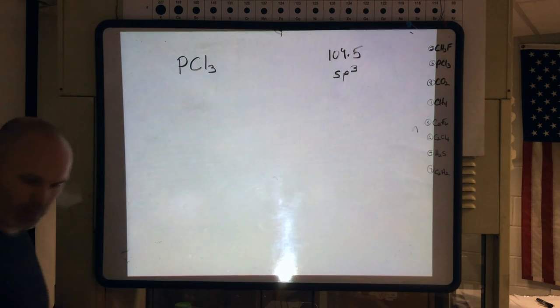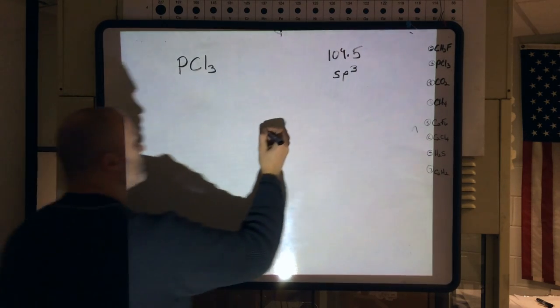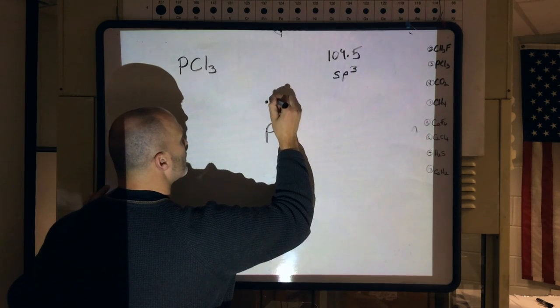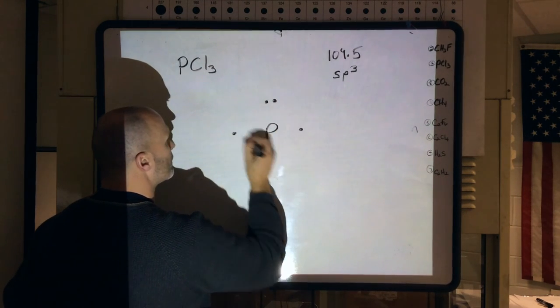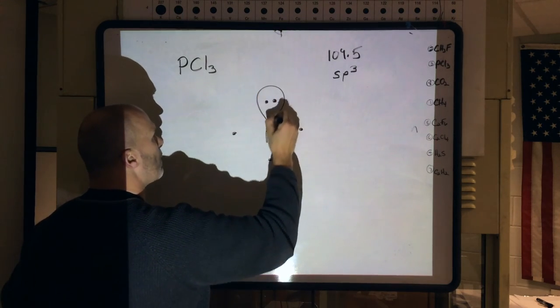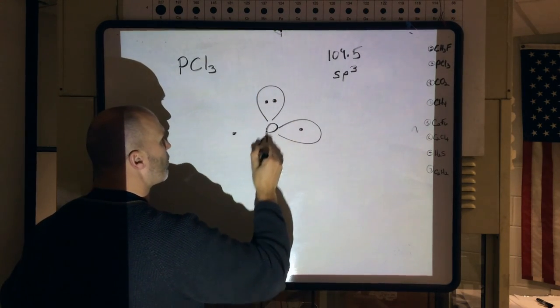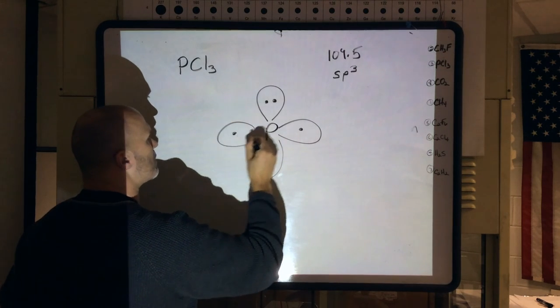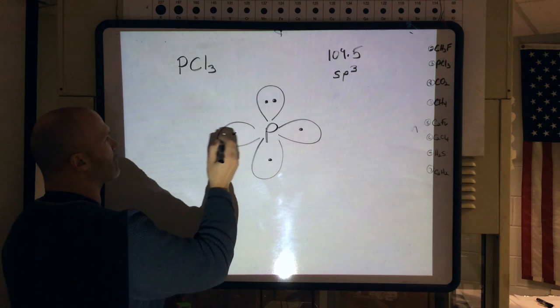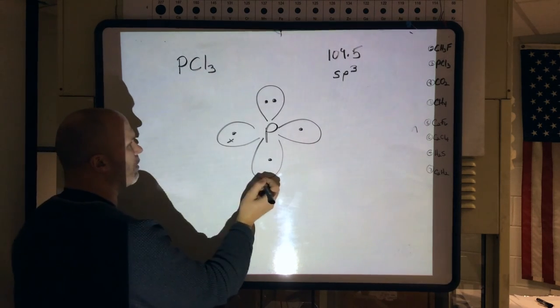Okay, the bond angles are about 109.5, but there's a little change to that as we draw this structure. So we have phosphorus in the middle. It's got a lone pair. And it's got its 5. And as we said, it's sp3. It's got 4 pairs or 4 places where electrons can be. So it's sp3 hybridized. Of course, we have the chlorines.